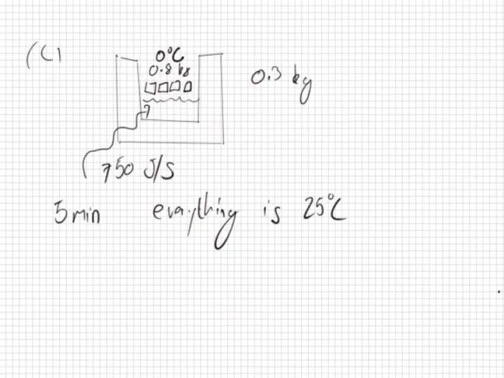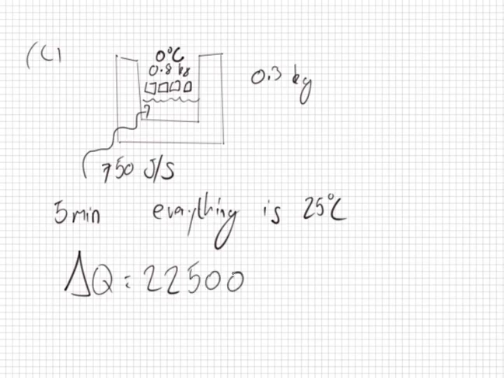Now, first thing we should do is work out how much energy this received. So how much energy does it get per second? 750. And for how long is it getting it? 5 minutes. So you need to do 750 multiplied by 5 multiplied by 60. So what's that then? 22,500? Yeah, multiply 60 by 5, by 750, yeah, that's it. So that's how much energy it got in total.